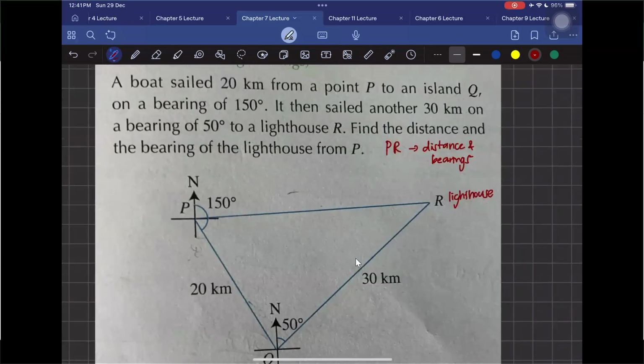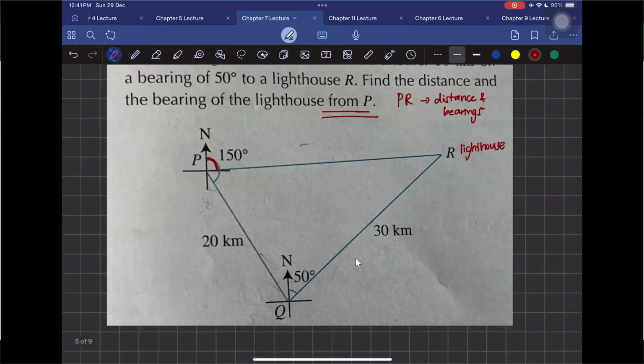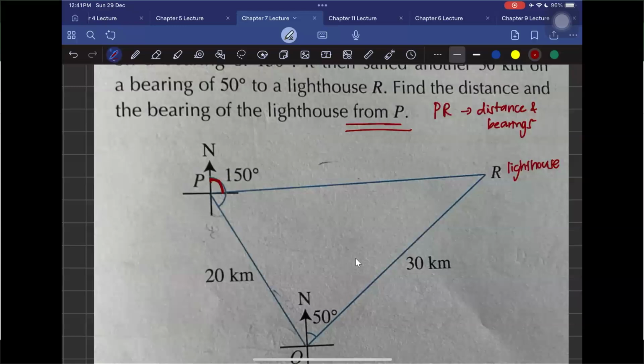You're asked to find the bearings of the lighthouse from point P. If you draw it out, it's essentially this angle here, which we do not know. So how are we going to solve this? It may look like 90 degrees, but it's not, so you need to calculate it.